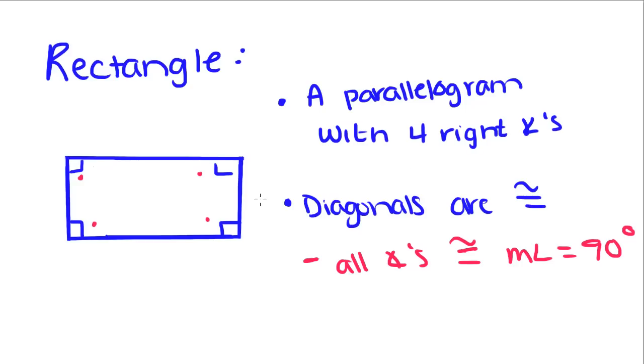So diagonals of a rectangle are congruent, which is a new thing. Before, we just knew that they cut each other in half. Now for a rectangle, we know that they're congruent.